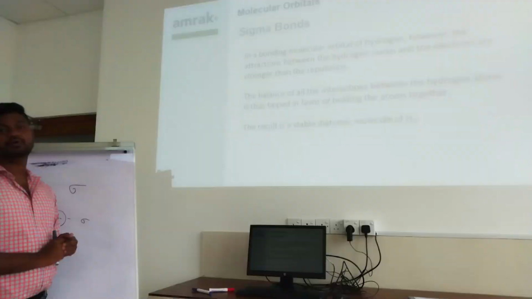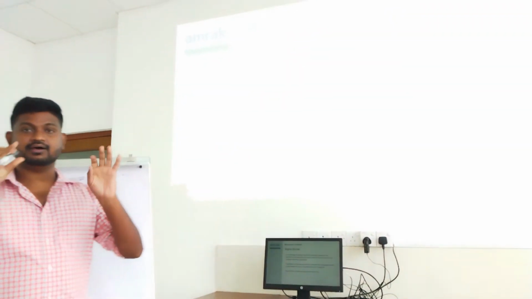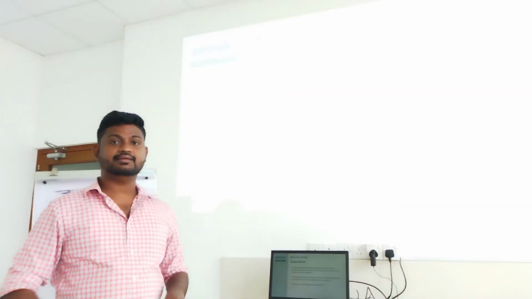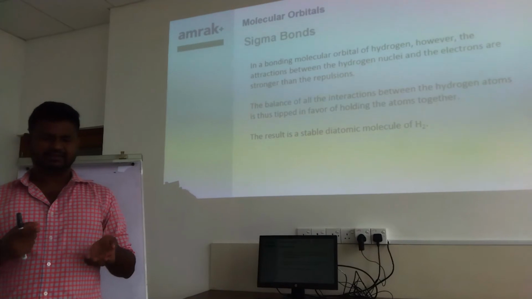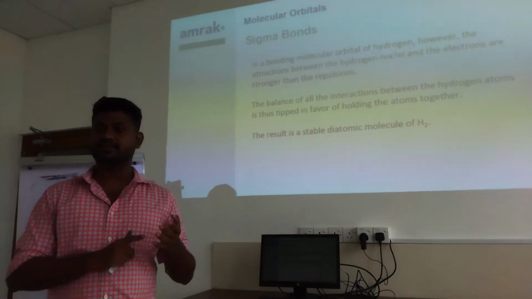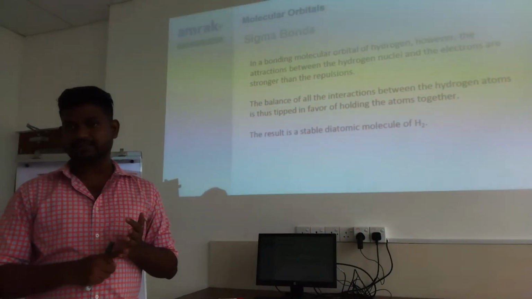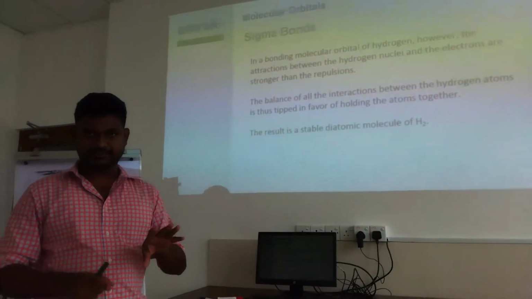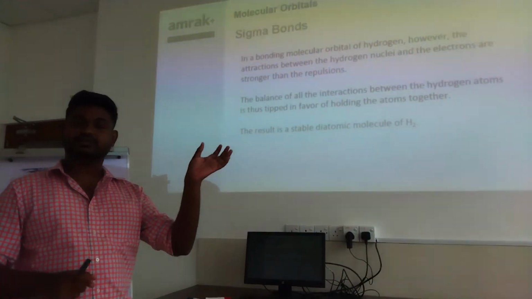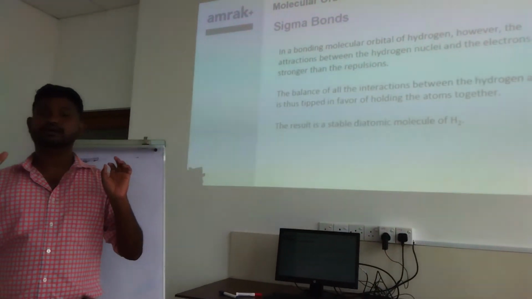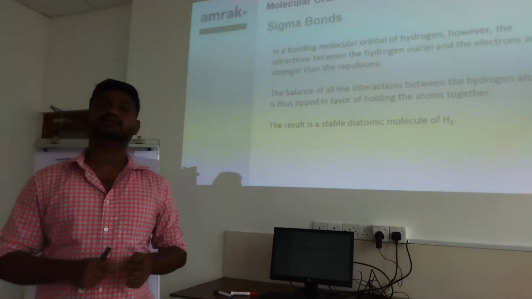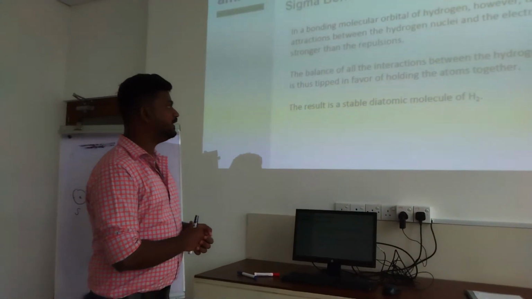This is how they make the sigma bond. Right? So there is a repulsion. What are the repulsions? Electron repulsion is there. Nuclear repulsion is there. Right? But still they are stabilized because the electron and nuclei attraction is more powerful than those repulsions. Right? So they stabilize and they make the diatomic molecule.